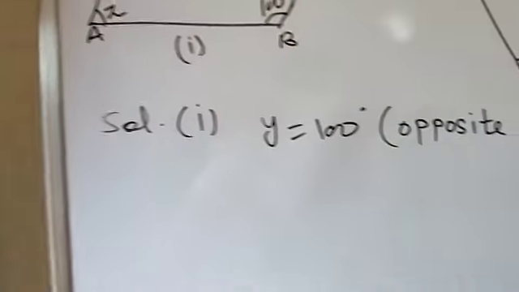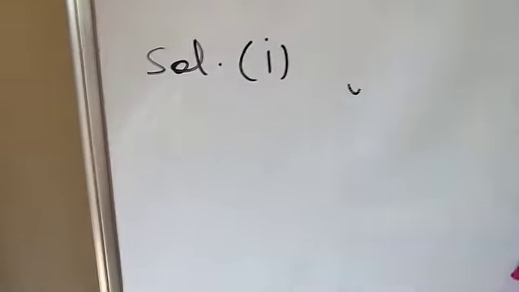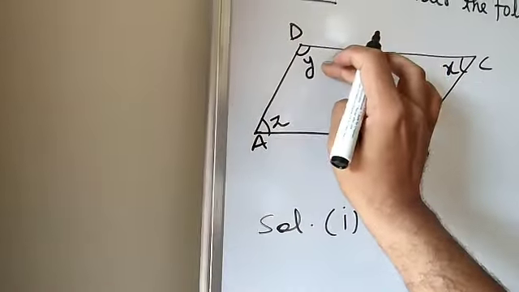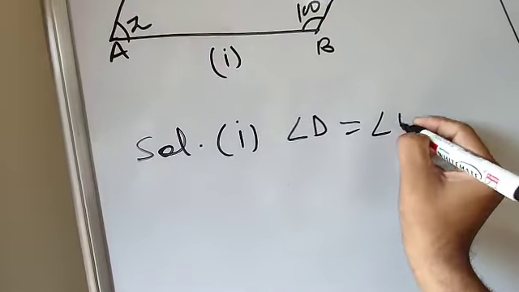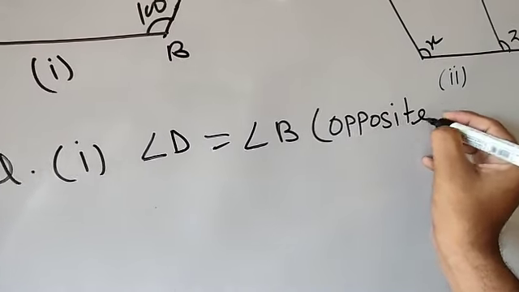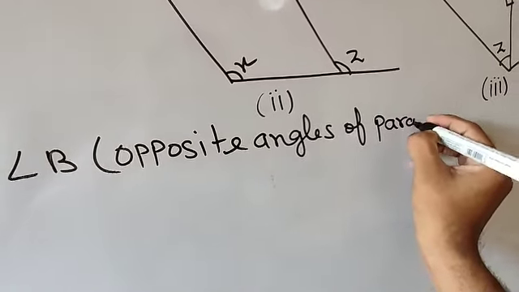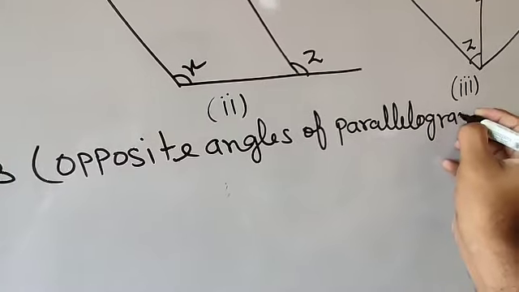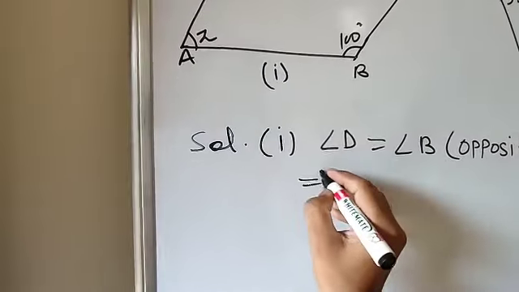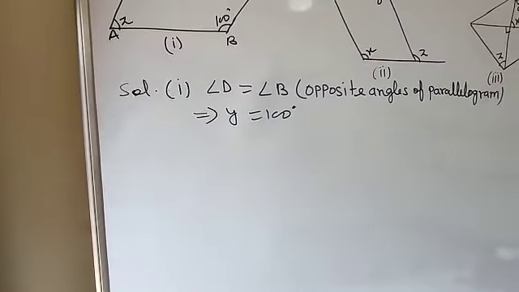First you need to write it like this. Here is angle D, and here is angle B. Angle D is equal to angle B. What is the reason? You can give the reason: opposite angles of a parallelogram. You know that opposite angles in a parallelogram are equal. So angle D is y, so y equals 100 degrees. So you got the first value, y equals 100 degrees.